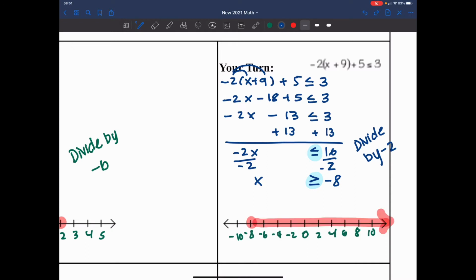And when I graph that, it's going to be closed and everything to the right. I'm sorry, x is greater than or equal to negative 8. So when I graph that, it's negative 8 and everything to the right is shaded, because we want everything greater than negative 8.